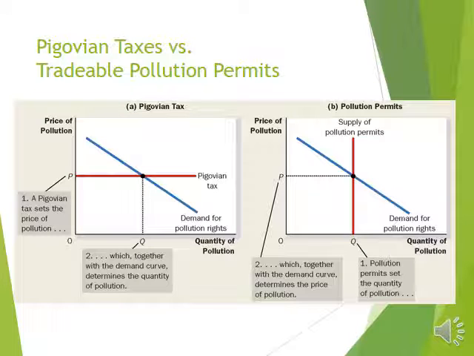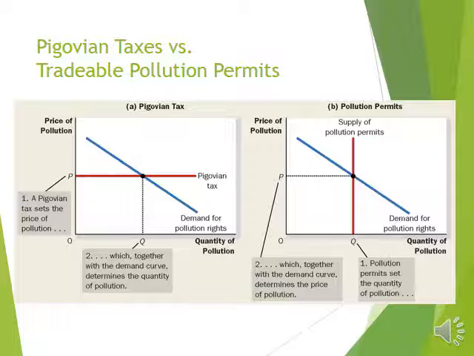So let's look at this on a graph. On graph 1, we have the Pigovian tax. Now, we have the demand for pollution rights, and basically the supply line, or the supply of pollution, that is perfectly elastic, sorry. But a Pigovian tax will push that line upwards towards where the optimum solution is.